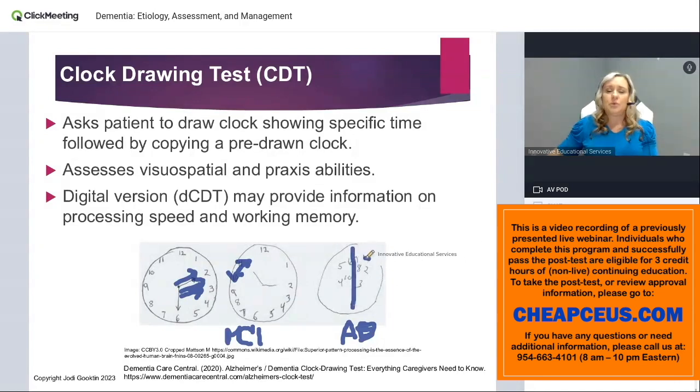Now we know if it was all on one side, we'd be looking at some type of neglect, but in general, look at the individual's spatial awareness. So there's different ways to look at this test, and they're coming up with actual digital versions with electronic pens that can read some more about the process to give us more information from this basic test. So you'll see that coming in the future to look at more of that working memory and speed of processing.